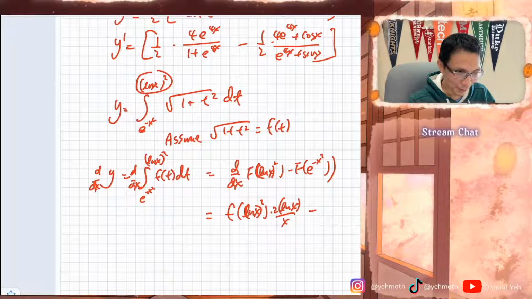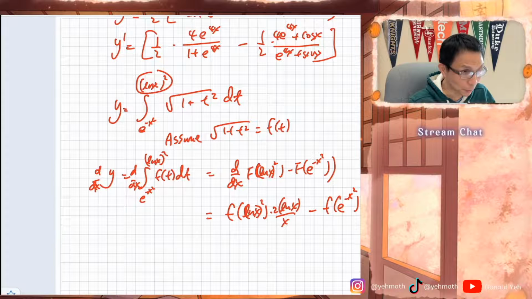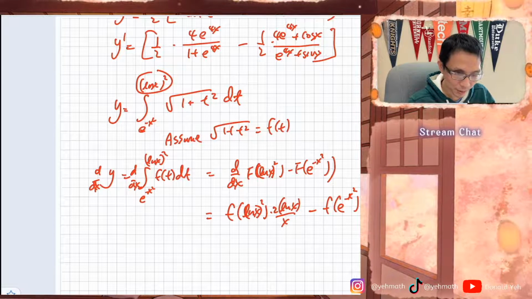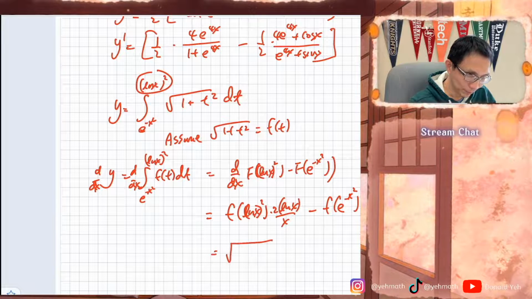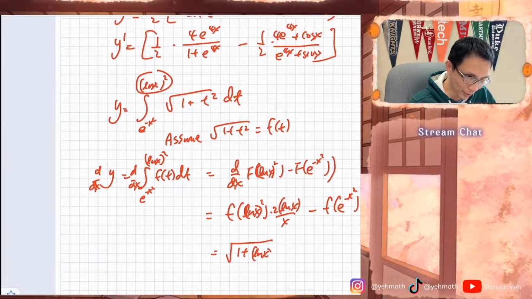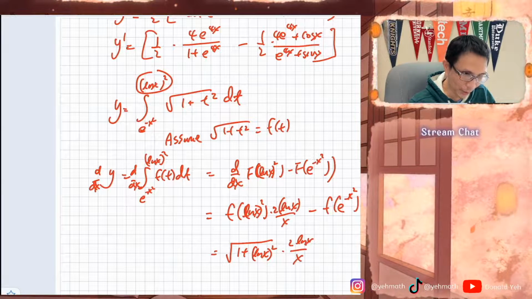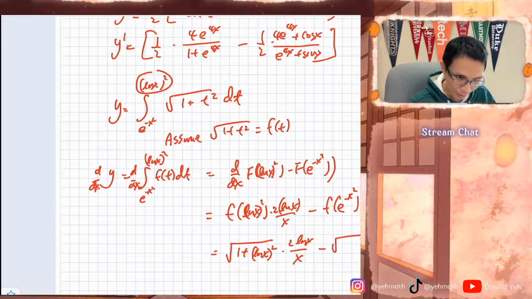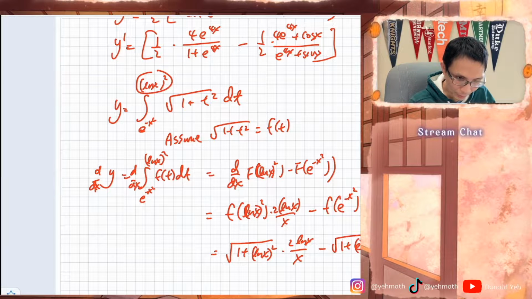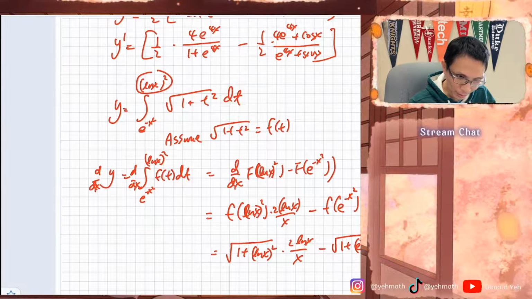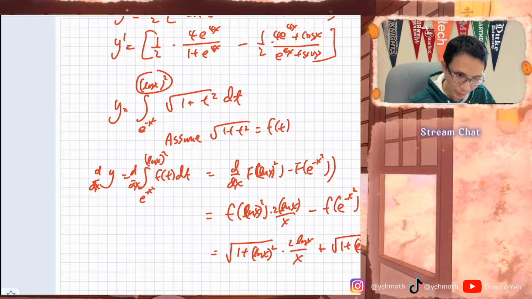That's true. Minus f of what? Of e to the negative x squared, times the derivative of e to the negative x squared, which is negative 2x e to the negative x squared. So we get square root of 1 plus ln of x squared, times 2 ln of x over x, minus square root of 1 plus e to the negative x squared, times negative 2x e to the negative x squared. This becomes positive 2x e to the negative x squared.